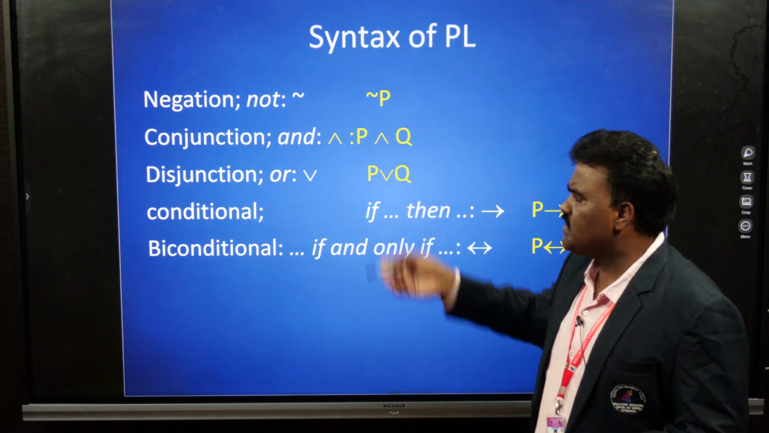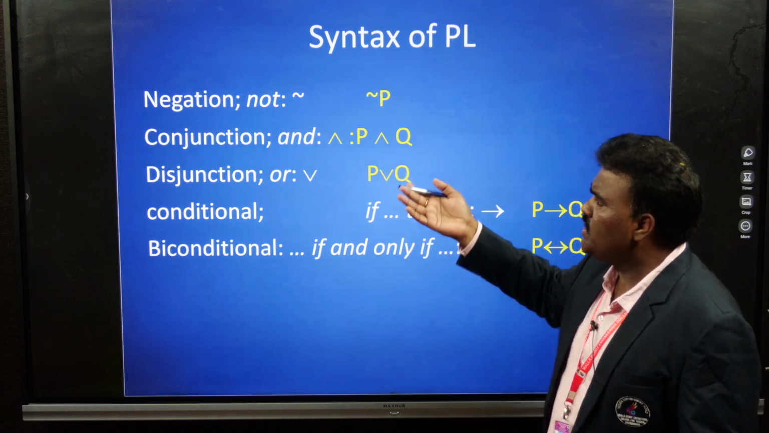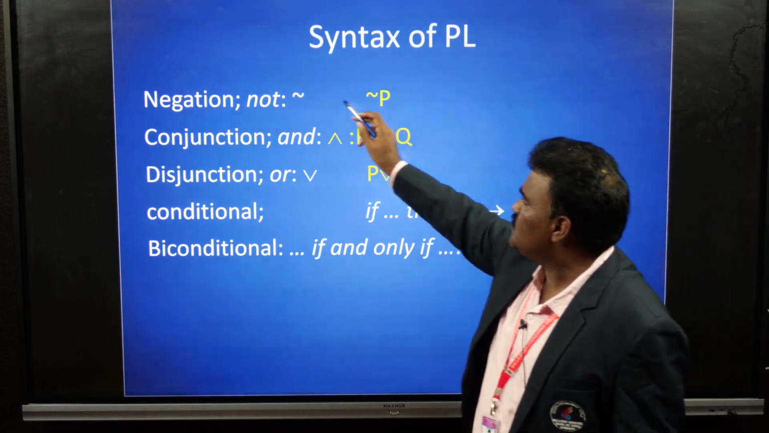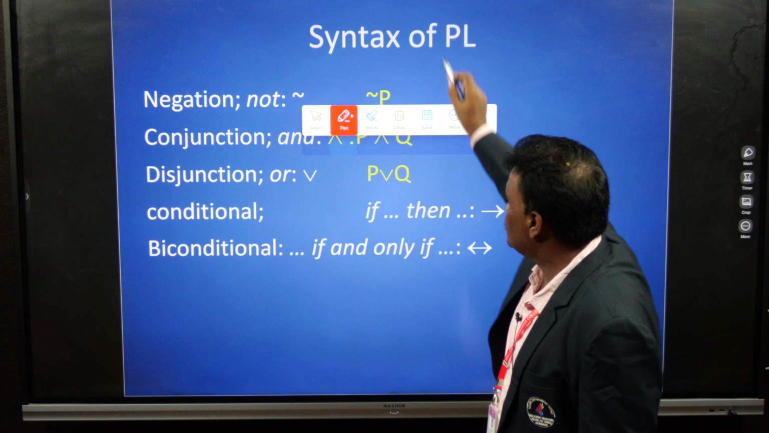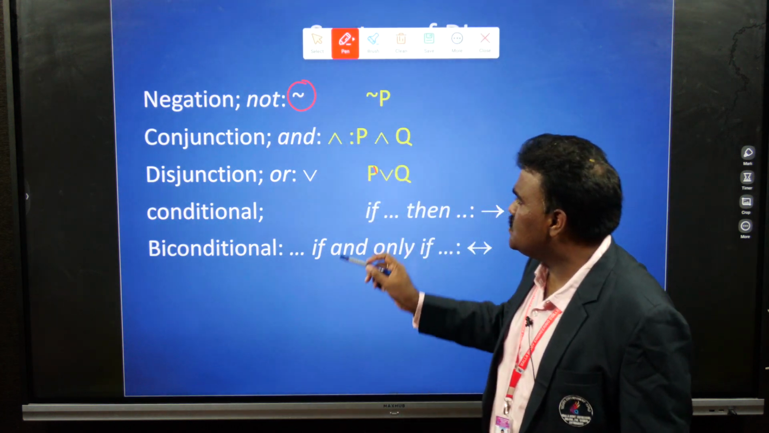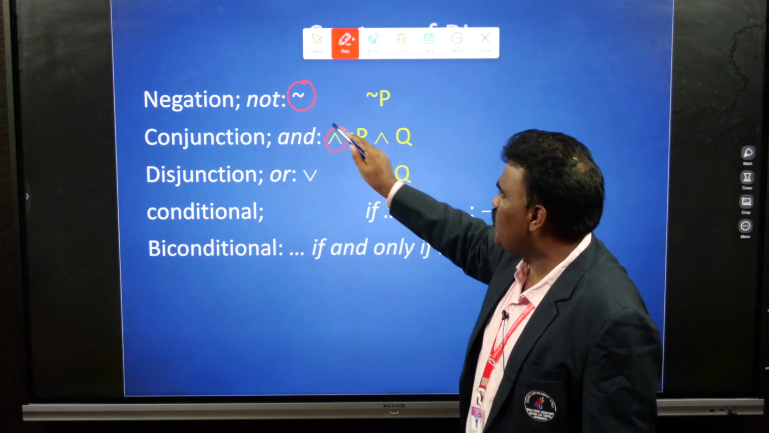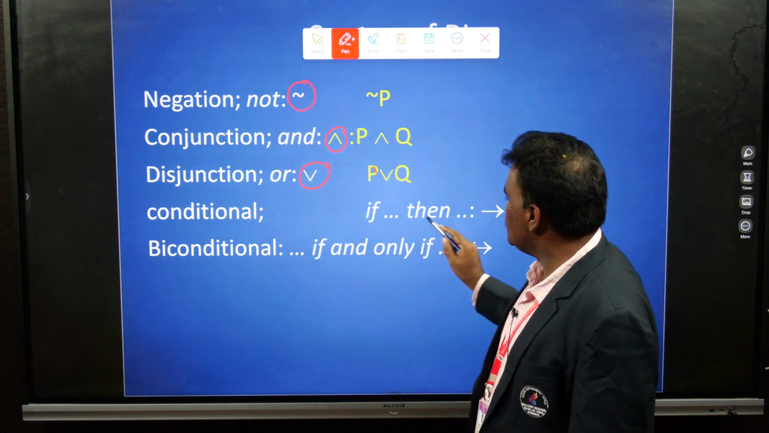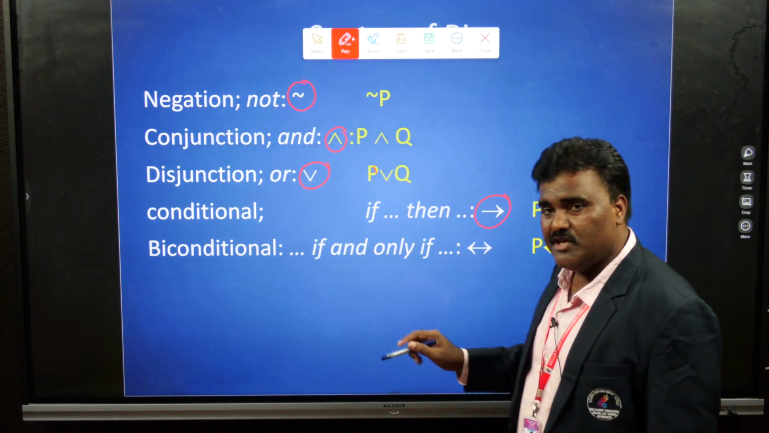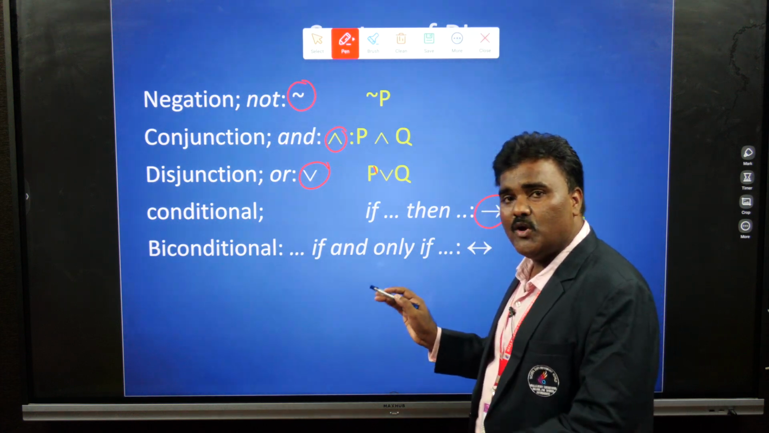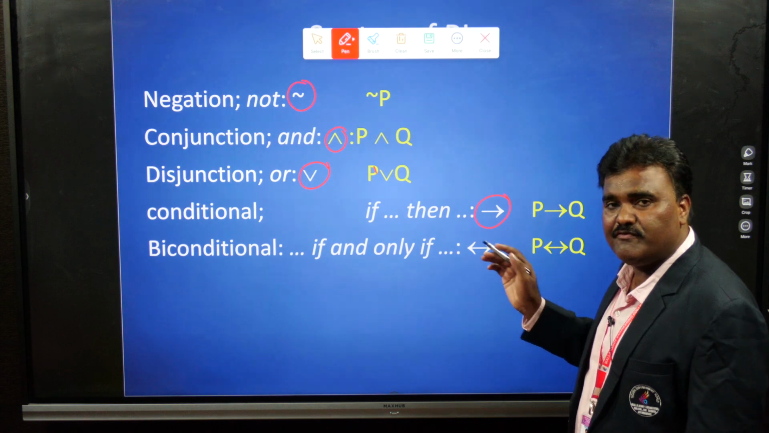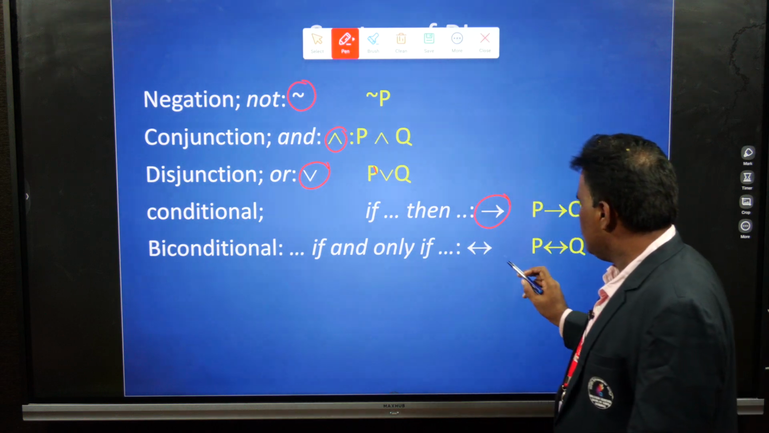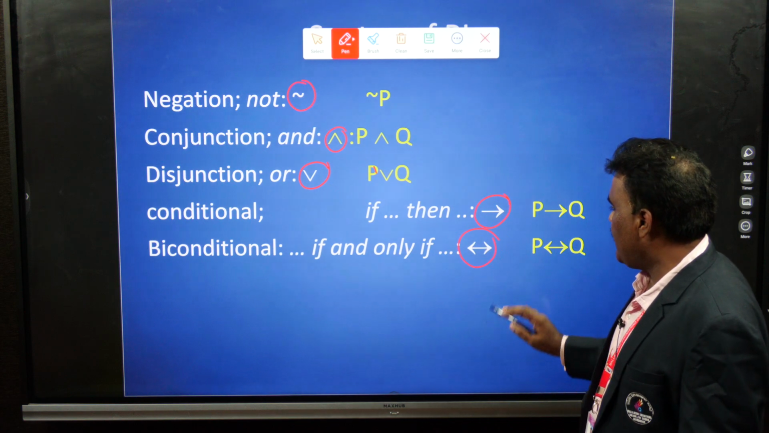Negation. Already we discussed some different notation. Negation is represented with the negation symbol. Conjunction is represented with the AND operator. Disjunction is represented with the OR operator. Conditional is represented with the implication, if then. Next, biconditional, if and only if, or IFF, we can use either one, which is represented with the bidirectional symbol.